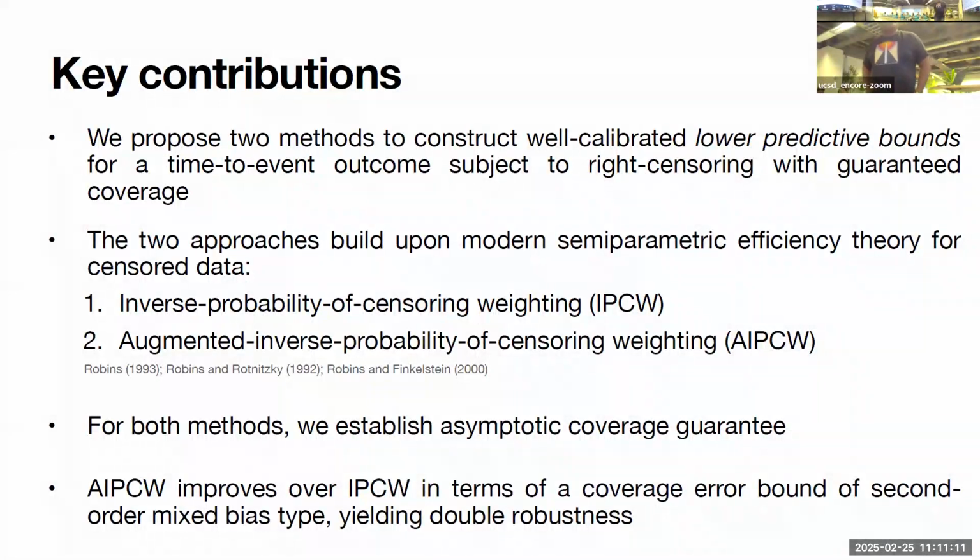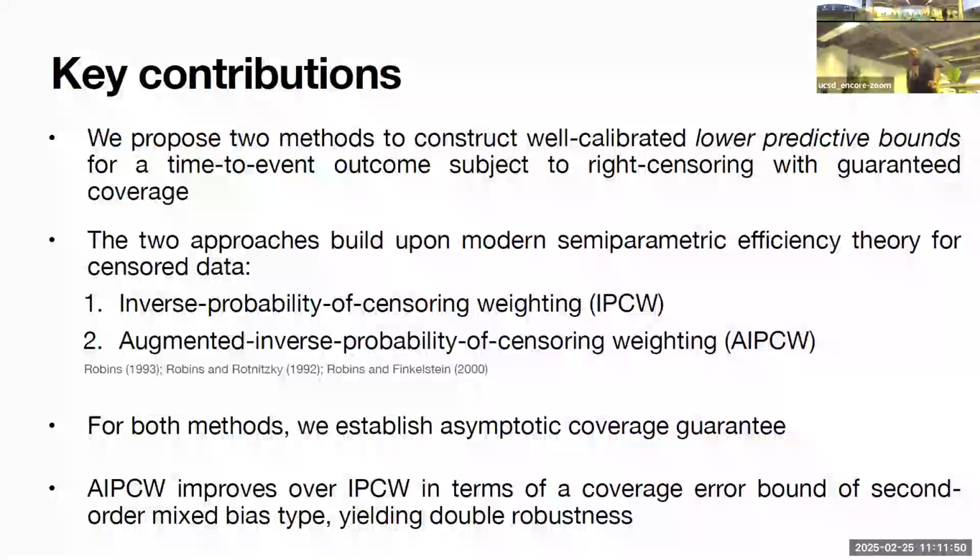So I'm going to describe today two methods one can use to do this in the context of censoring. Two methods to construct well-calibrated lower predictive bounds for time to event outcomes subject to right censoring, while guaranteeing coverage. There are two key ideas here that build upon modern semi-parametric efficiency theory. I won't describe that theory in detail, but I will try to give some intuition as to why it's useful in this context. The first one is inverse probability of censoring weighting, IPCW, and the second one is augmented IPCW.